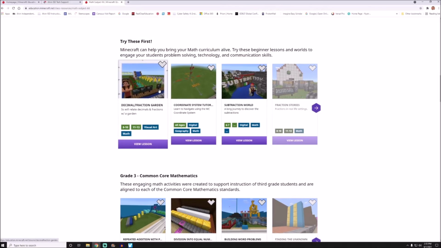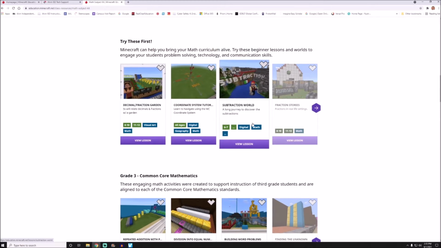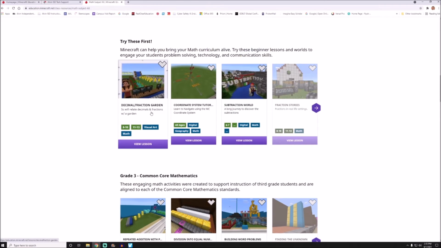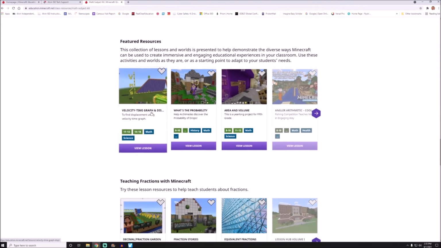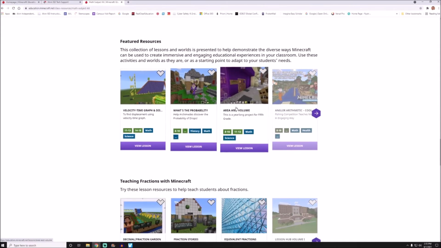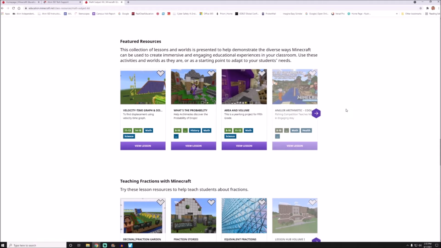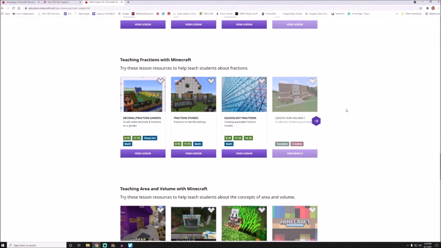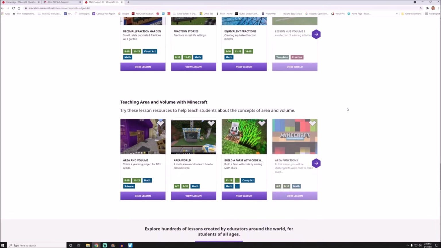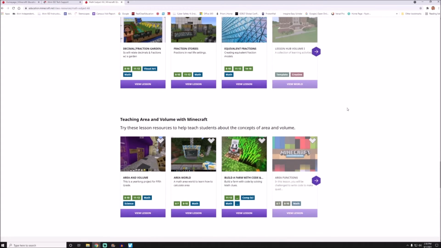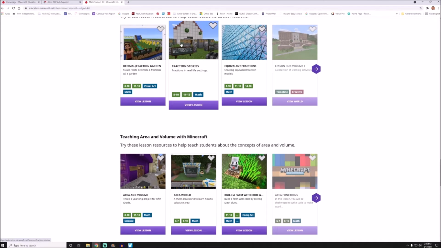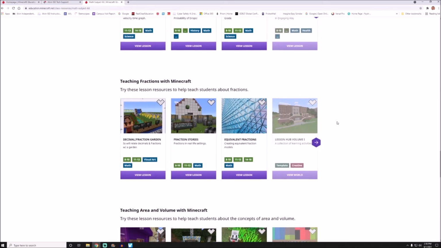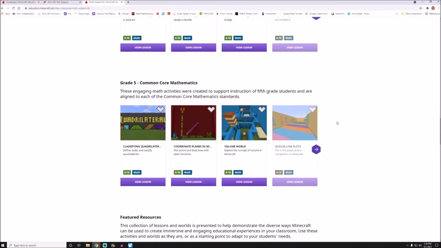Try it first for math, lessons, the subtraction world, the decimal and fraction garden. There are then a series also of featured resources here. And if you're interested in specific topics, teaching fractions, teaching area and volume, clearly for a cube-based, pixel-based world, the square arrangements make it very easy to do things like represent parts of a whole.